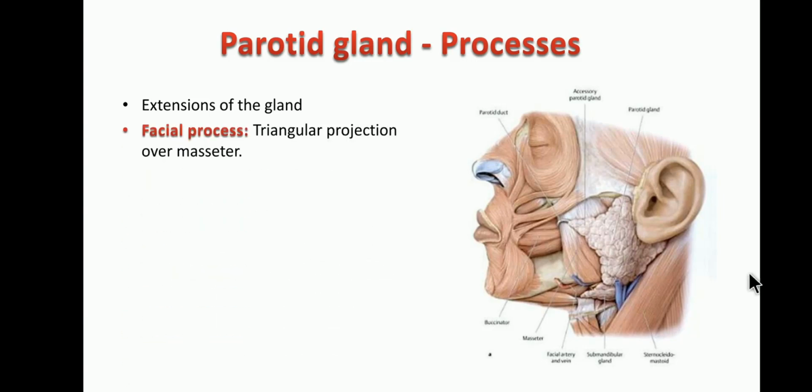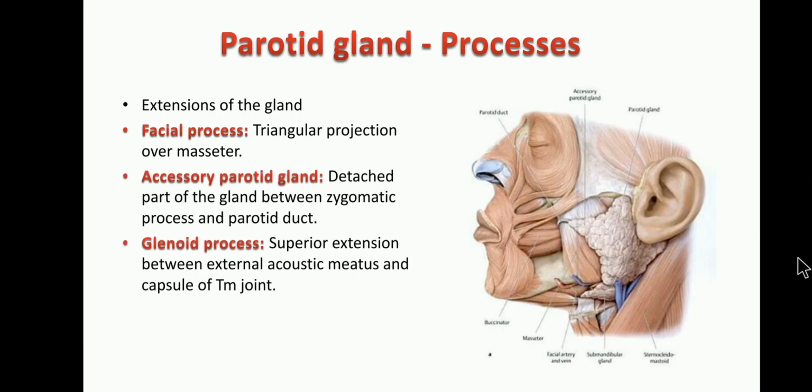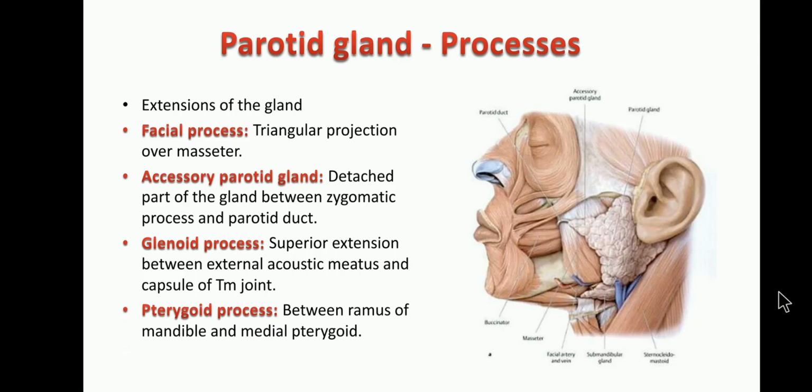The facial process extends over the masseter muscle. The glenoid process extends above, between the external acoustic meatus and the capsule of the gland. The pterygoid process is at a deeper plane between the ramus of mandible and the medial pterygoid muscle. So these are the various processes of the gland, and most commonly occurring is the accessory parotid gland. It is nothing but the detached part which you see between the parotid duct and the zygomatic arch.